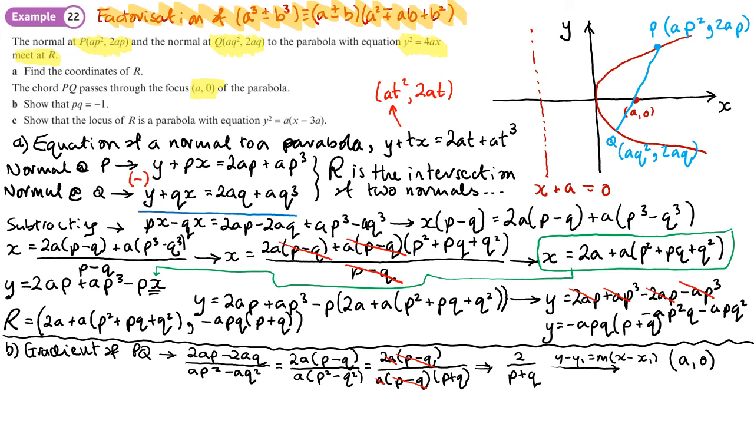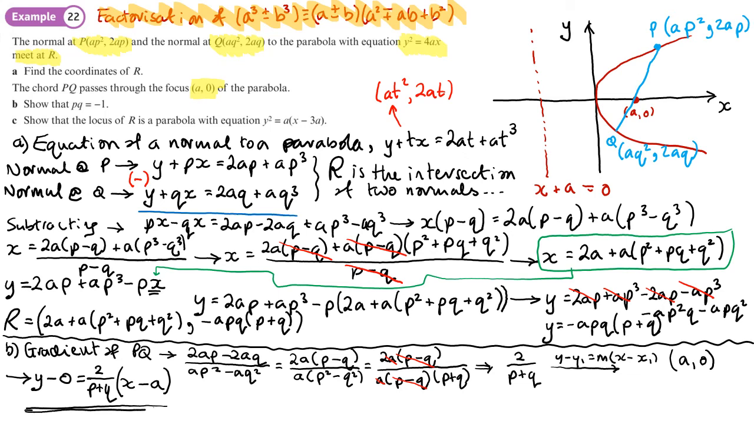So it doesn't make any difference because it passes through all 3 points. We can use any one. So y minus y1, so that's going to be y minus 0, equals m, so 2 over p plus q, equals m. Now I've done my m, and then x minus x1, so x1 is a. Okay, so this is the equation of the chord PQ, this bit here.